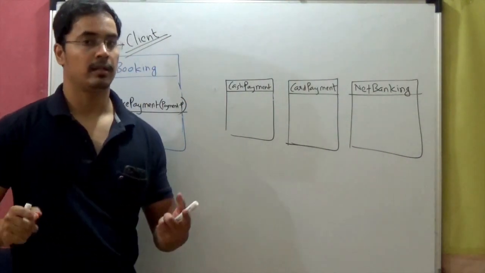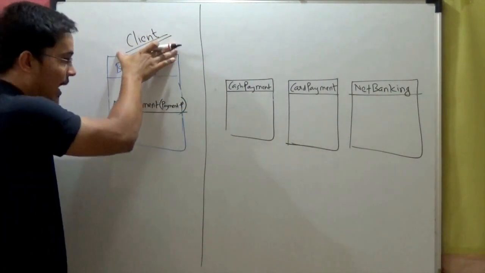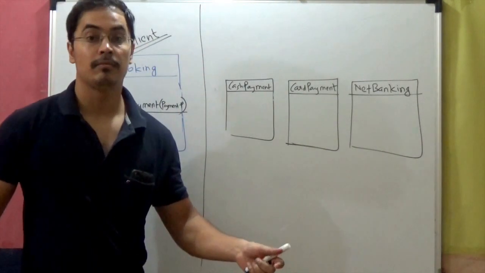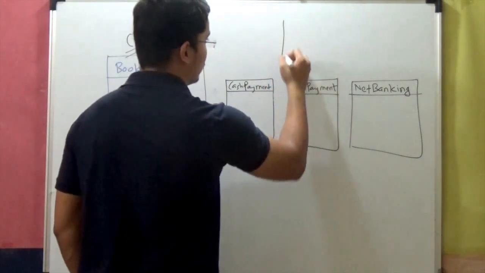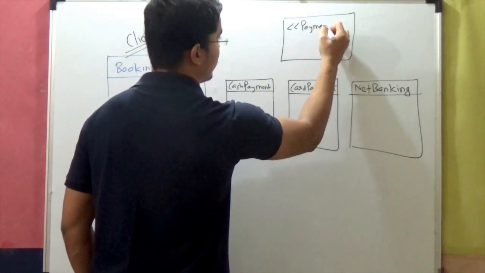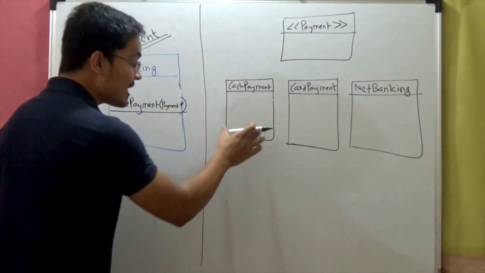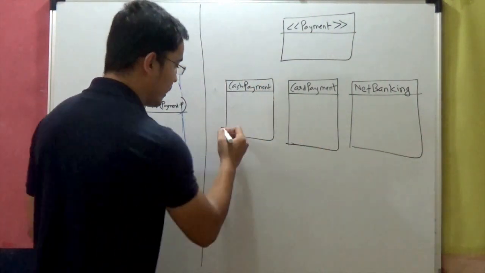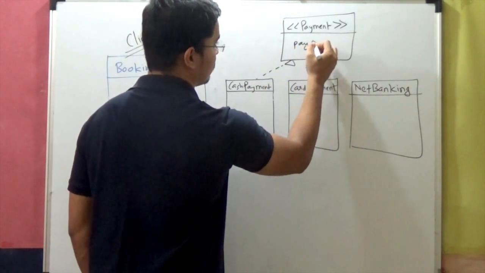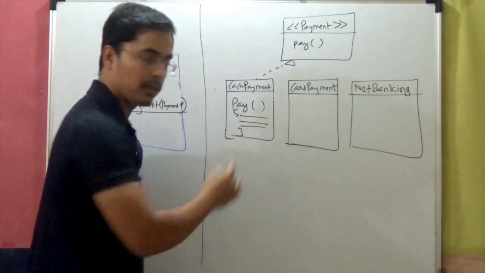So we have three different kinds of payment mechanisms in our system. Now we can use strategy pattern here. Why? Because we want to decouple the client which is consuming this behavior from the family of behaviors. So we'll create an interface, let's say payment interface, and we will encapsulate the algorithms. We'll create a class for cash payment with a pay method. Cash payment will have its own implementation of the pay method.